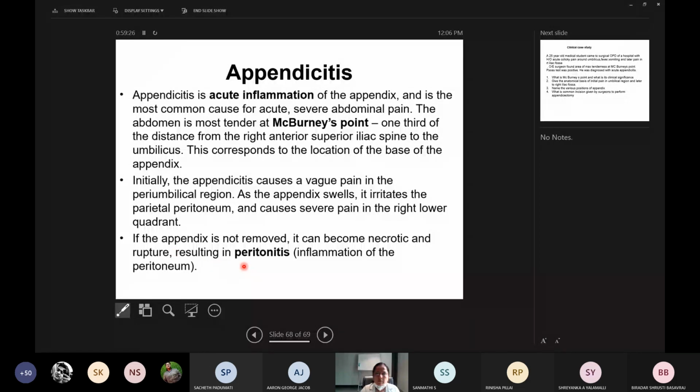Then there is something called the psoas test. What is the psoas test? Whenever there is a retrocecal appendix, the symptoms will not be seen that much. When there is extension of the right hip joint, it will irritate the right psoas major muscle, and there will be pain in that region. That is called the psoas test, which leads to pain at McBurney's point, and is positive in appendicitis. So that is appendicitis.